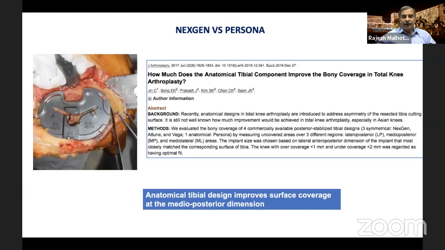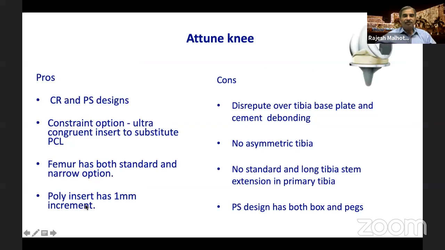Now this is a paper which compared next gen with Persona, and it did show that the anatomical tibial design improves surface coverage at the medio posterior dimension. This is actually a Genesis 2, but the idea here is that there are papers which suggest that when you're using an asymmetric tibia, you have a much better tibial coverage and force transmission.